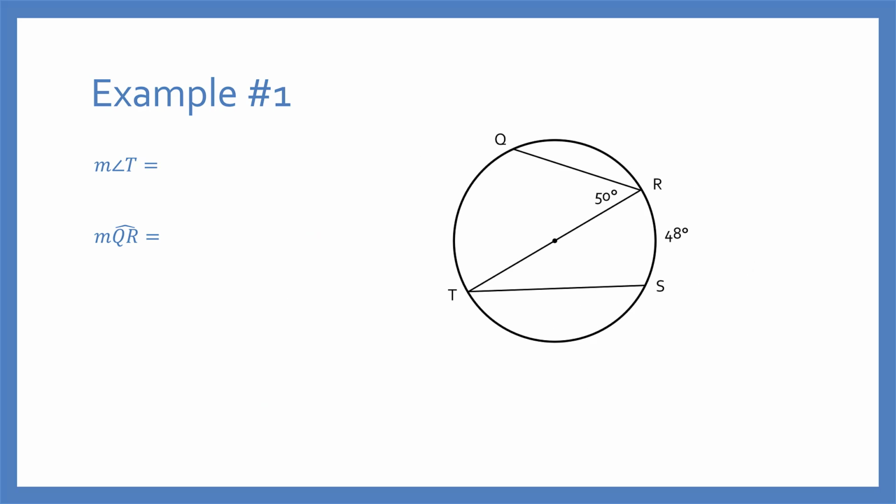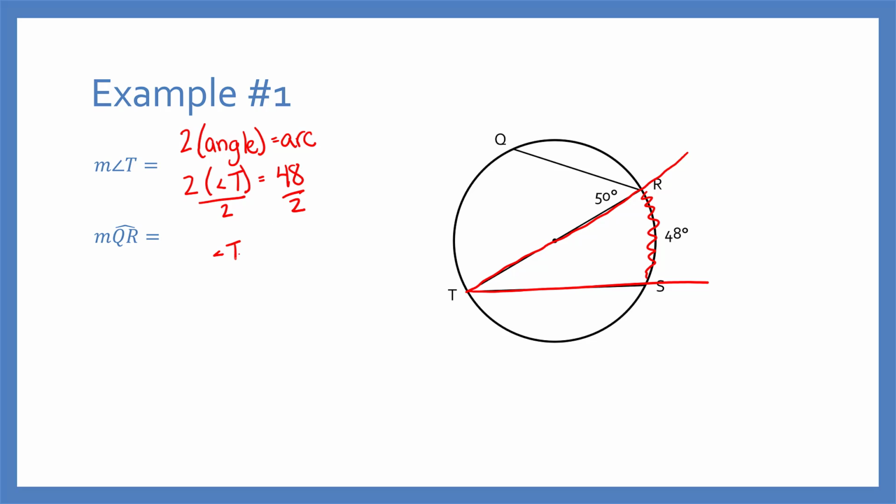Here we want to find the measure of angle T. So here is angle T, and we need to find the intercepted arc. That would be this here. So we know twice the angle equals the arc. So 2 times angle T equals my arc, which is 48. Divide each side by 2. So angle T equals 24 degrees.